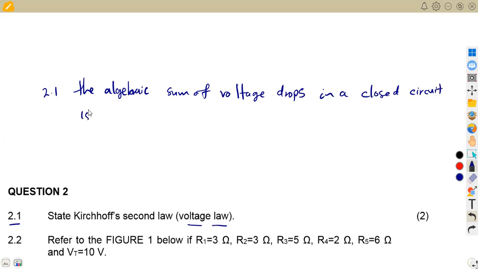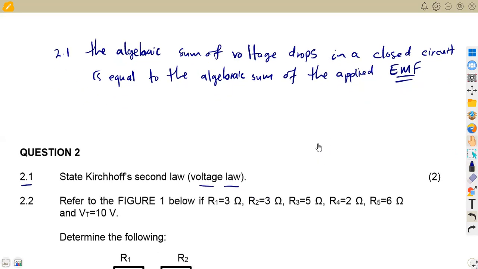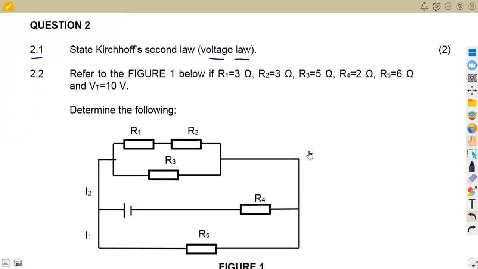Is equal to the algebraic sum of the applied EMF, which is in this case the total voltage. So we're going to talk about the voltages, then equate to the supply that you'll be given.